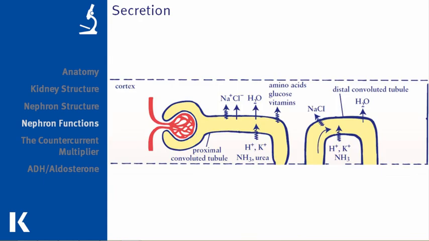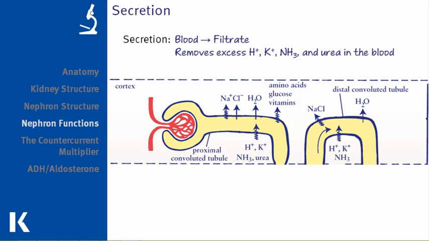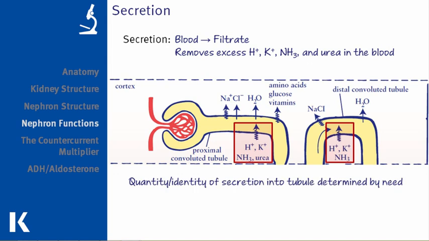The next function of the nephron we discussed was secretion. And remember, secretion is when we take things the body doesn't really want anymore and we put them into the nephron, into the filtrate, so that they can be excreted. So it goes directly from the blood into the filtrate. We can get rid of a lot of different ions this way, ammonia and urea. As you can see, these are all being actively pumped into the various portions of the nephron so that we can excrete them. Now, the amount and type of compounds that are secreted is determined by the specific needs of your body at the time.